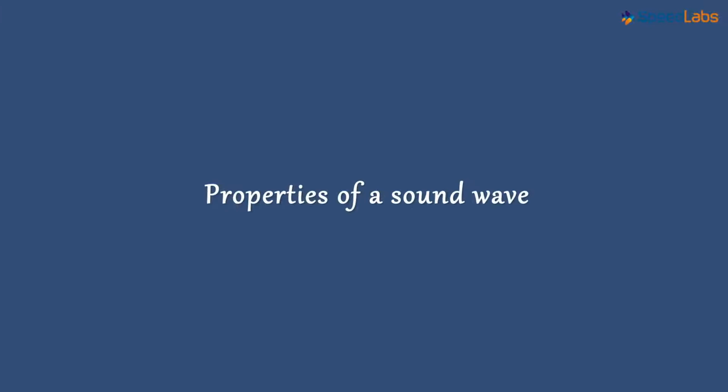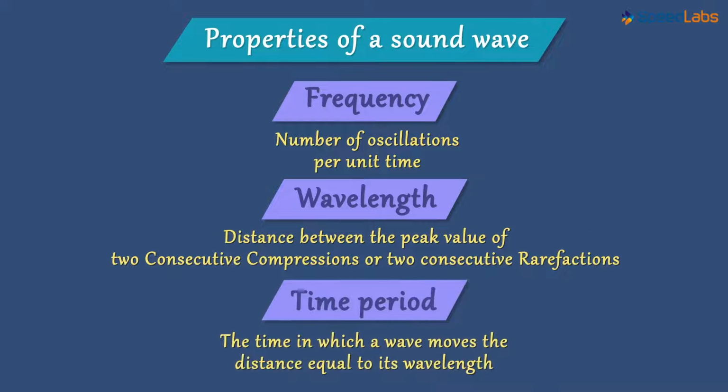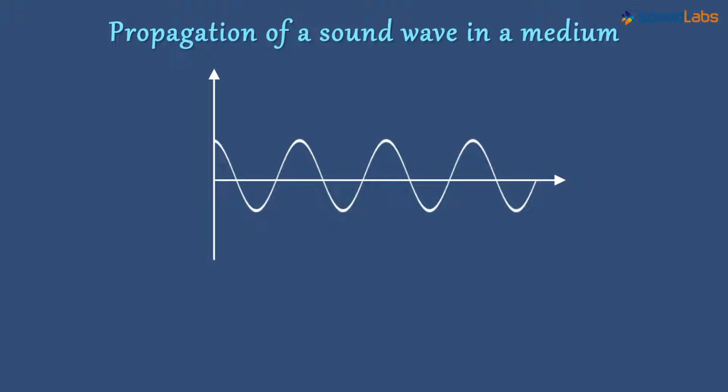In our previous video, we talked about some properties of sound waves. Frequency, wavelength, and time period are some of those properties that we discussed. We ended the video by saying that there is some relation between the frequency and time period of a sound wave. Let us find that relation. We have seen this graph previously. It represents the propagation of sound wave in a medium.